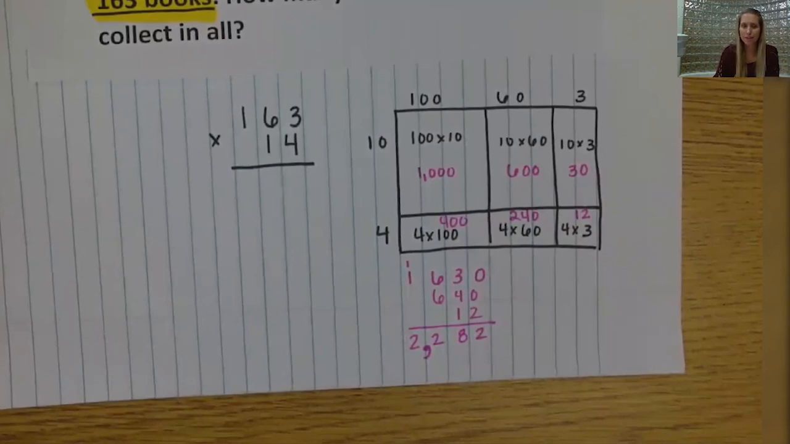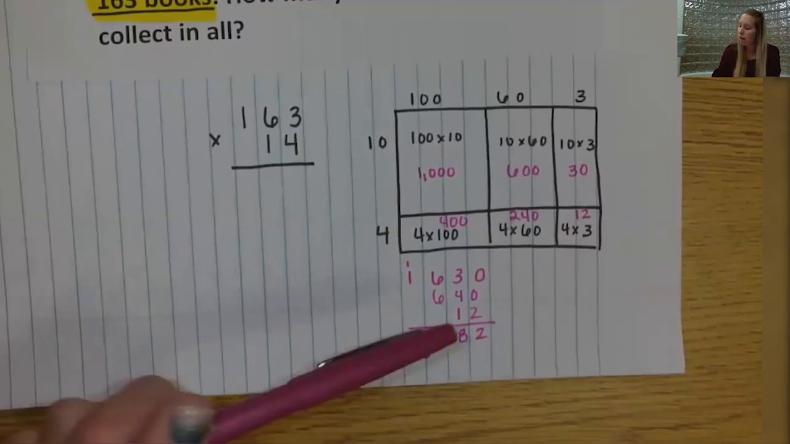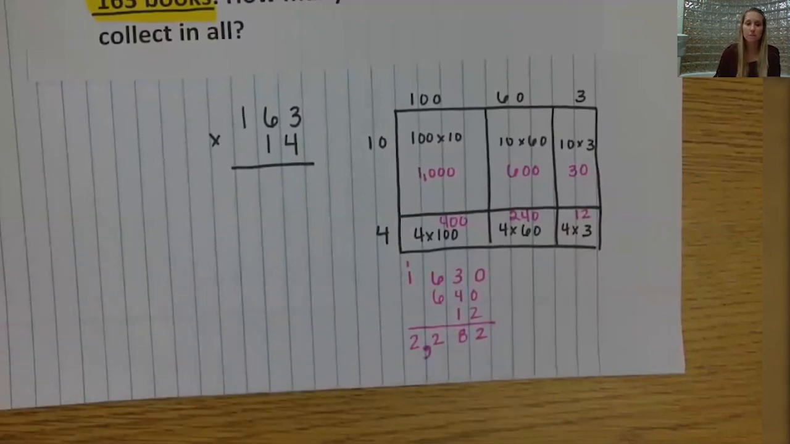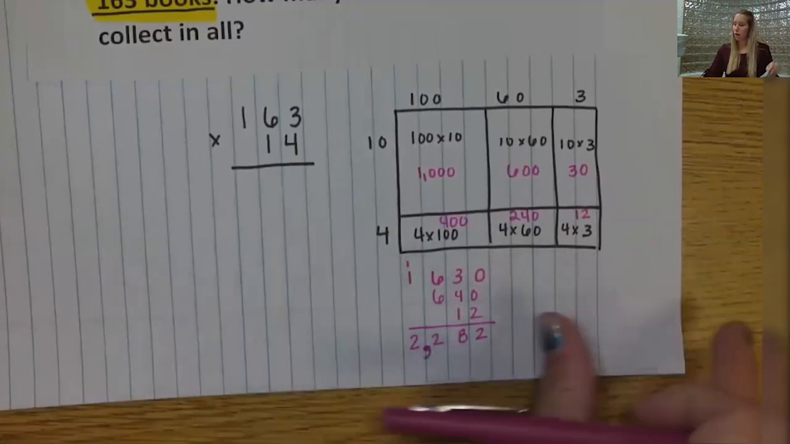That's a lot of books. As we work through the rest of the problems today, I want you to keep thinking about how these problems could be represented using an area model like the one we just used. Now let's use partial products to solve our next problem. Read this problem with me.